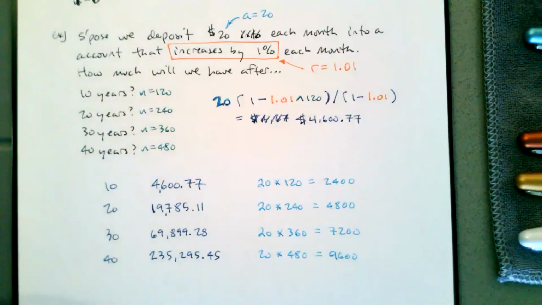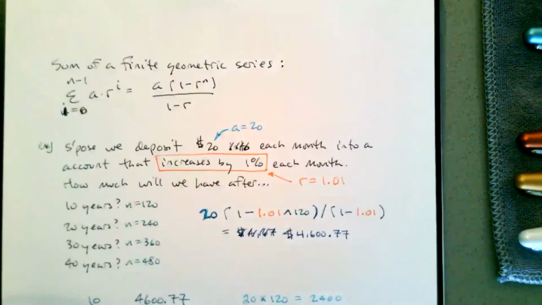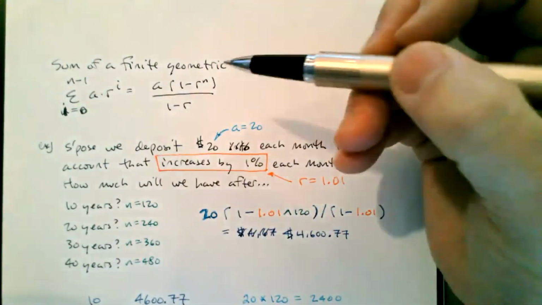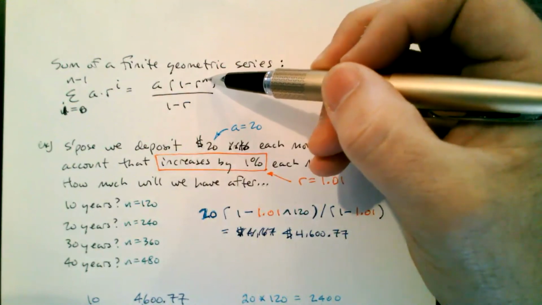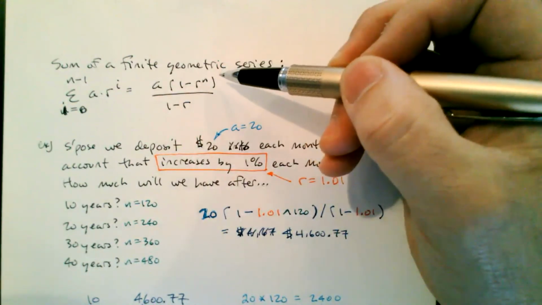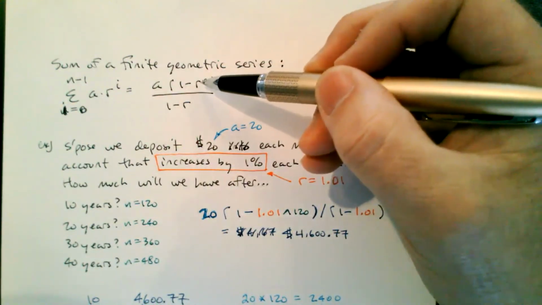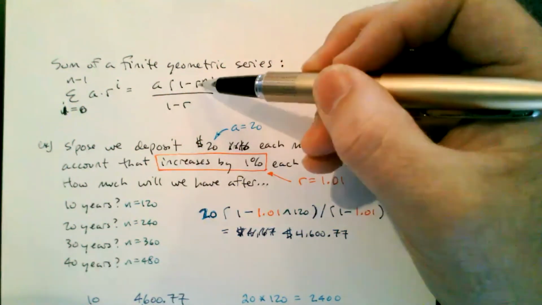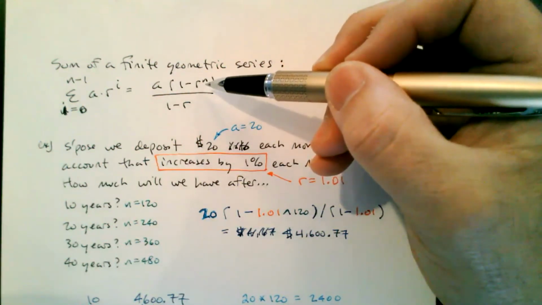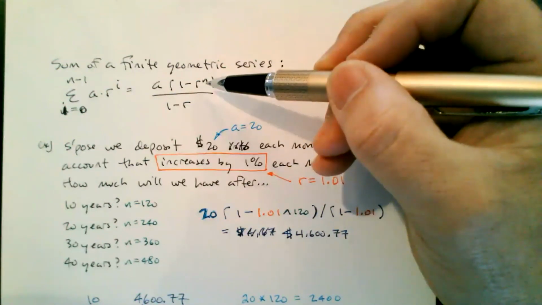So here we're talking about the sum of a finite geometric series. When we want to talk about the sum of an infinite geometric series, that's going to depend on the value of r. And if we have an infinite geometric series, we'll send n to infinity. If r is less than 1, then r to the n goes to 0. And so the sum of a convergent infinite geometric series is a over 1 minus r.